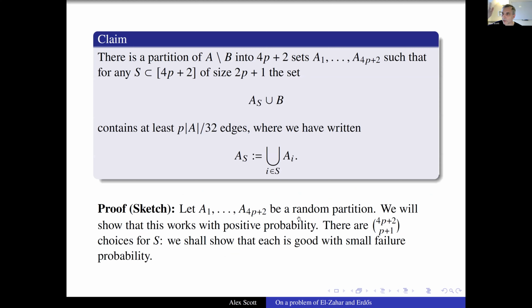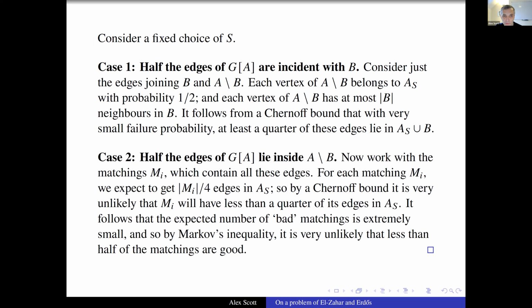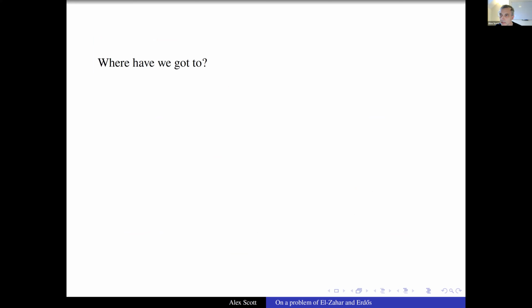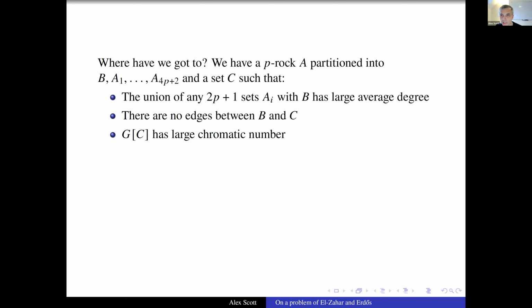Let me just rewind. We get a partition so that any 4p plus 2 sets, so that any 2p plus 1 of them, the union of those together with B, is reasonably dense, has lots of edges, large average degree. Good. So let me just say again where we've got to. So we've got a P rock A, and we partitioned that into a set B. That was our hitting set for the leftover edges, and then 4p plus 2 other sets, and then we have a set C. And they have the properties that if I take any 2p plus 1 of the AI together with B, I get a subgraph with large average degree.